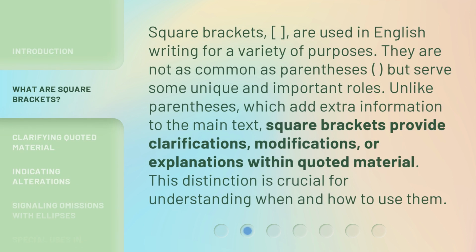Square brackets are used in English writing for a variety of purposes. They are not as common as parentheses, but serve some unique and important roles. Unlike parentheses, which add extra information to the main text, square brackets provide clarifications, modifications, or explanations within quoted material. This distinction is crucial for understanding when and how to use them.